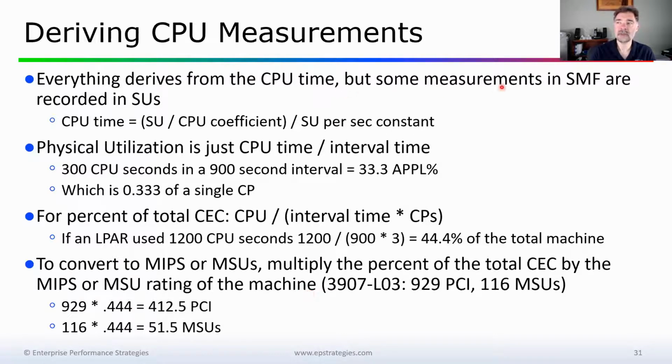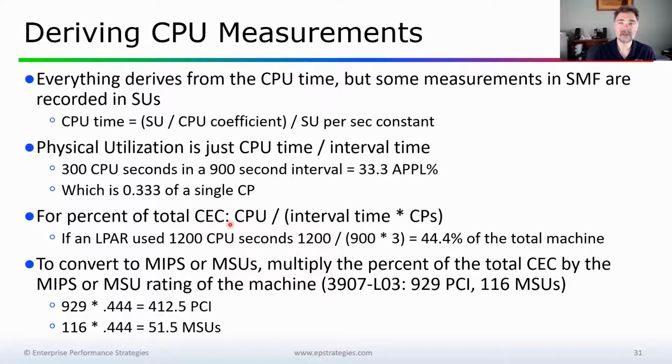So if you have some measurements in SMF data, they're recorded in service units, though. Note that you can work backwards from service units to get to CPU time. Physical utilization is just CPU time divided by interval time. So in other words, if we consume 300 CPU seconds in a 900-second interval, then that's 33.3 APPL percent, or basically 1/3 of a single CP, right? So that's easy math to do.